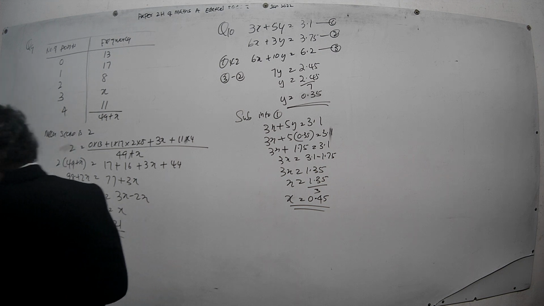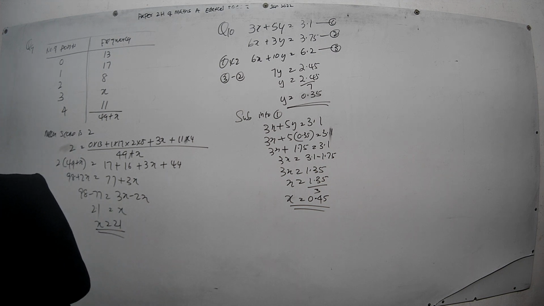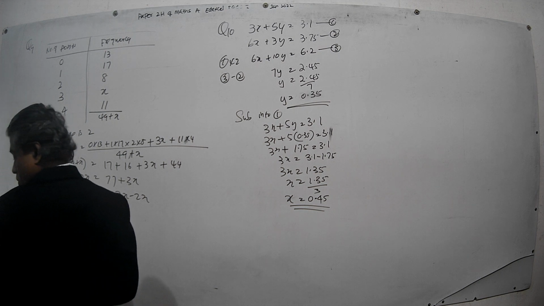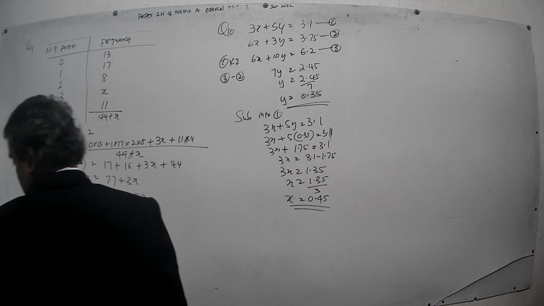Then question 11: the diagram shows a regular 10-sided polygon ABCDFG. Show that x equals y. Okay.